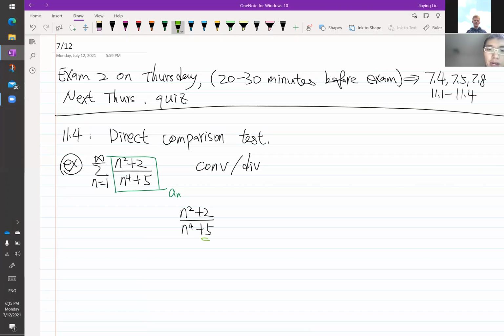So this fraction is less than or equal to n squared plus 2 over n to the 4th. I could also drop the part in the numerator, but if the numerator gets smaller, the overall fraction gets smaller, if we keep the denominator the same. So I can write it as n squared divided by n to the 4th plus 5.